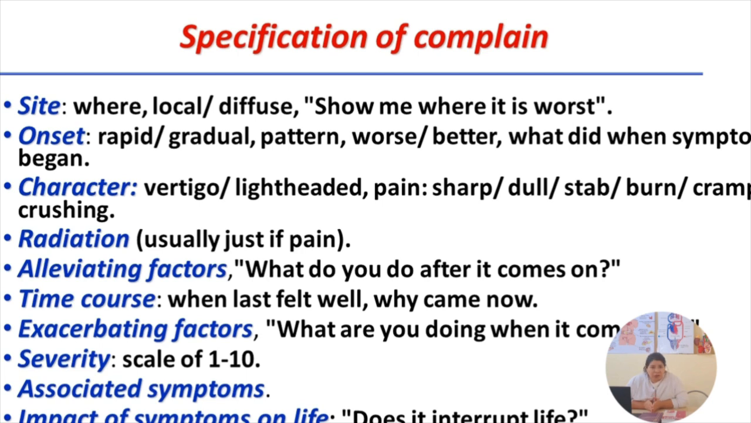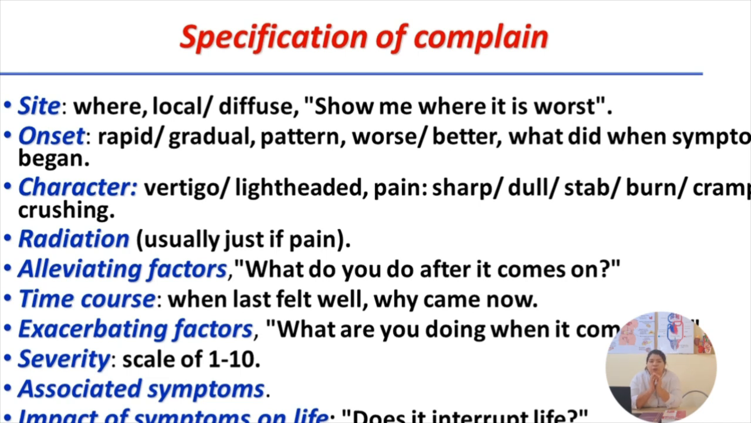How do you detail complaints? Of course, you should ask about the site. For example, chest pain: you should ask where. Is it local pain or diffuse? Onset: was it rapid or gradual, or a pattern, and what makes it worse, what makes it better. Character of pain, for example, dull pain, or sharp pain, or stabbing pain, or burning pain. For myocardial infarction, the character is stabbing and sharp pain. For angina, for example, the character is burning pain.